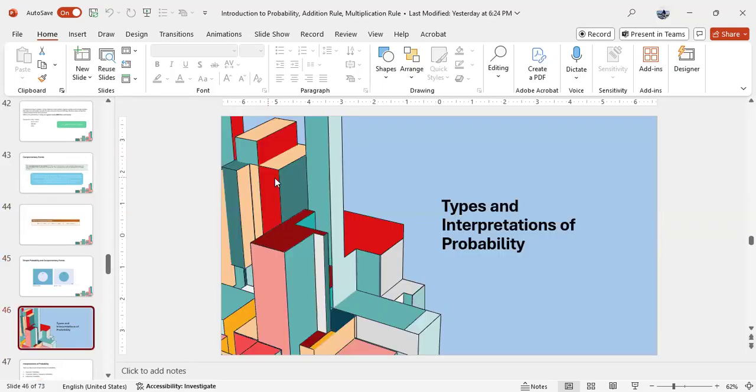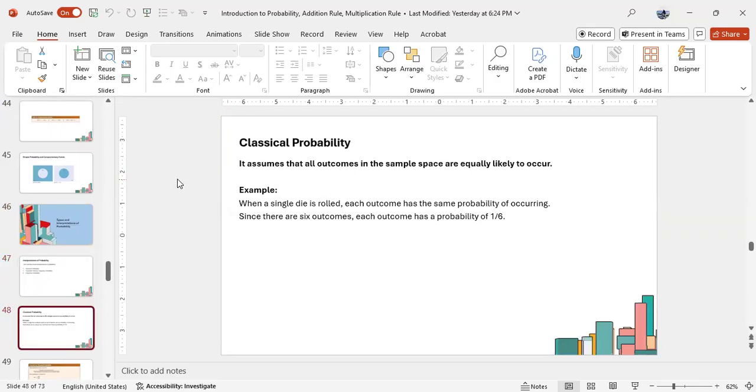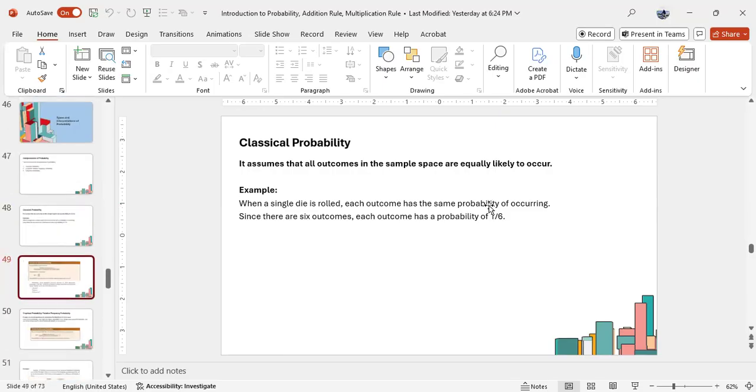Moving forward to the types and interpretations of probability. There are three basic interpretations of probability: classical, empirical, or subjective. What is classical probability? It assumes that all outcomes in a sample space are equally likely to occur. When a single dice is rolled, each outcome has the same probability of occurring. Since there are 6 outcomes whenever we roll a die, each outcome has the probability of 1 by 6.